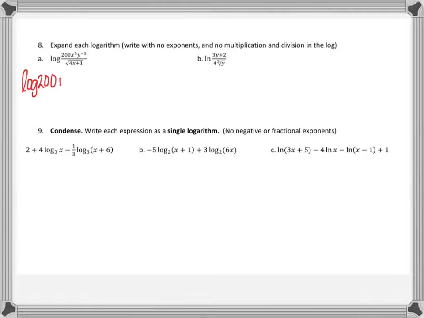We're expanding each log, and I'm just going to start off by separating all of those values in the log. So the 200, I'm going to do log 200, and remember addition. So we'll add all of those values up in the numerator, and all those are being divided by the square root of 4x plus 1. So that'll be subtraction. And I'm going to rewrite the square root of 4x plus 1 as to the 1/2 instead, so we can take that exponent out of that logarithm.